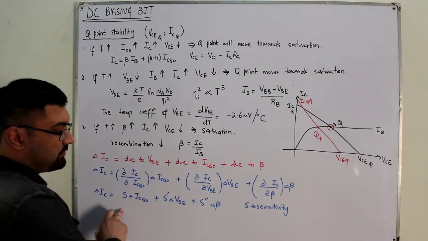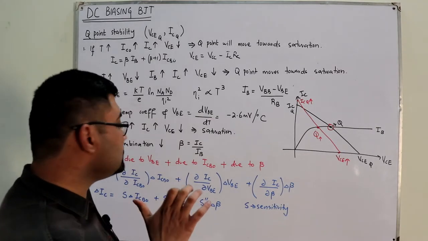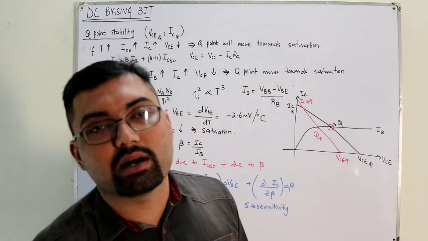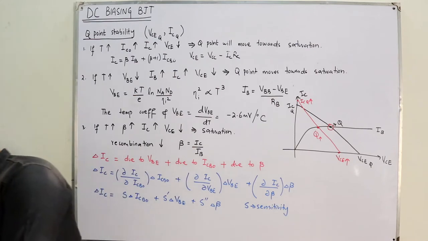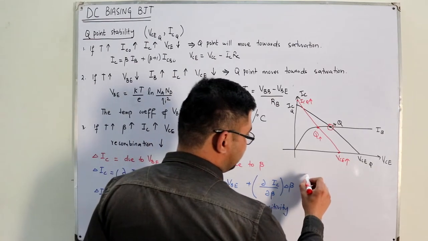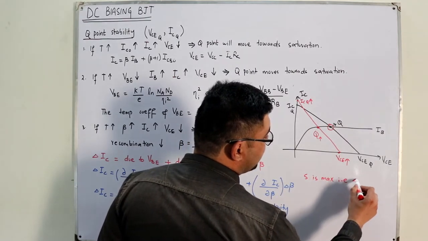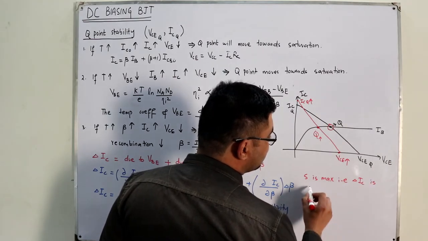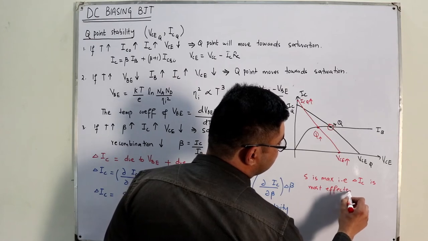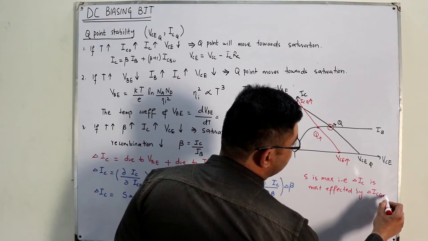S is maximum out of these three, out of S dash, S double dash, S is maximum. Which means that the change of collector current is most affected by the change of the reverse leakage current. So I will write over here that S is maximum, that is, change of IC is most affected by change of the reverse leakage current.